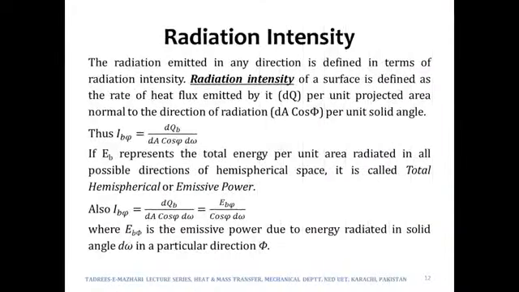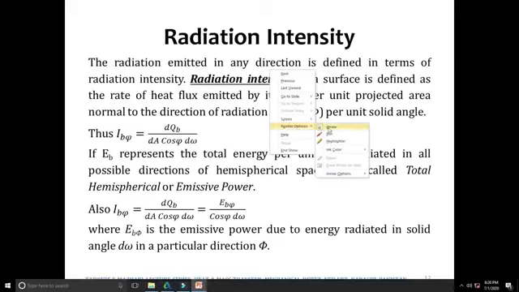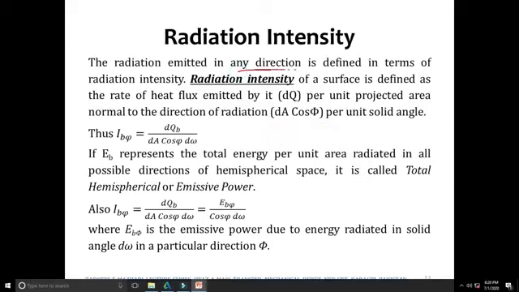So you would have realized by now that radiation intensity and the solid angle are two very closely related parameters. The radiation emitted in any direction is defined in terms of radiation intensity. In any direction means in any particular direction. And why would we be interested in that particular direction? Because the second body would be there in that particular direction. So this is the concept of radiation intensity.